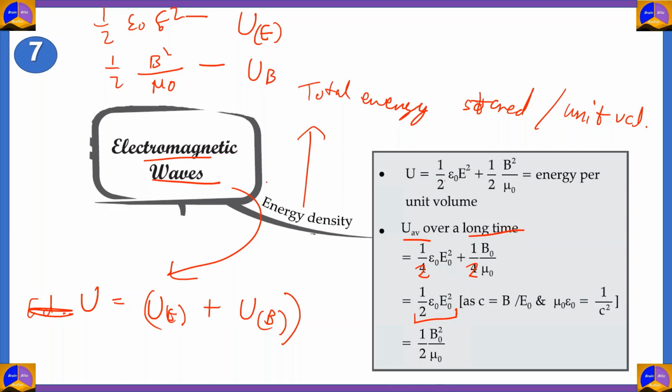So that is about energy density. So it is the total energy stored per unit volume, and it's calculated as the sum of the energy density components of the electric field and the magnetic field, and the average density can then be reduced to individual energy densities.